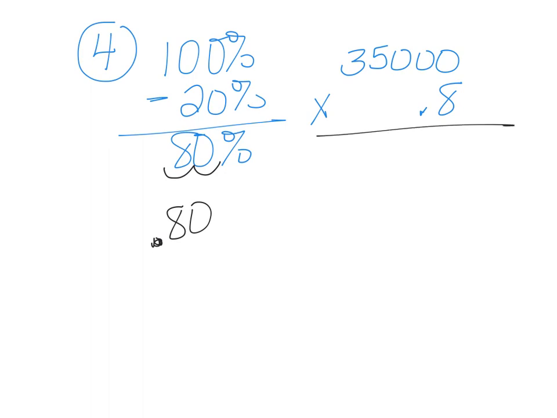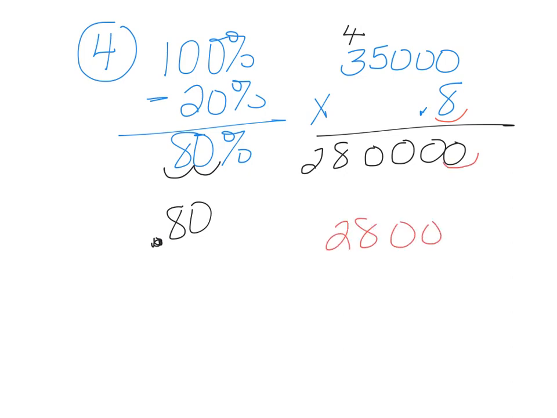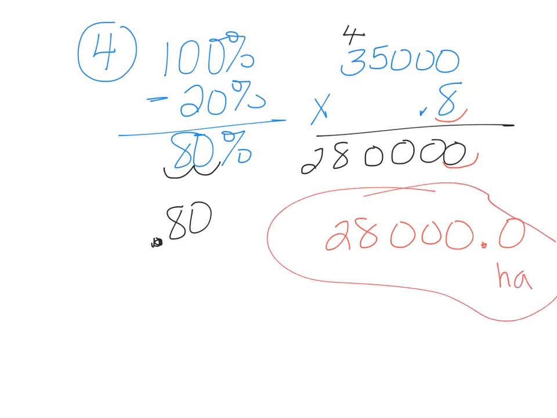So now we're going to go ahead and multiply. So 8 times 0, 0, 0, and then 8 times 5 is 40, bring up my 4. 8 times 3 is 24, plus 4 is 28. And I have one decimal place here, so I need one here. And so my answer is 28,000. There's my decimal like that. And this is in hectares, and it's abbreviated HA for hectares.